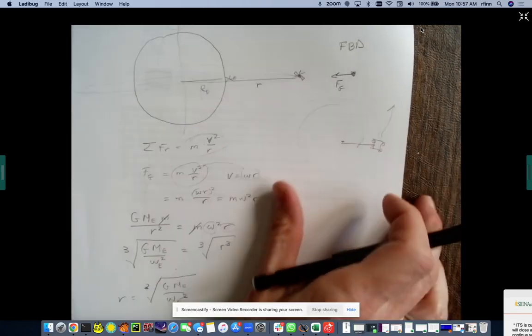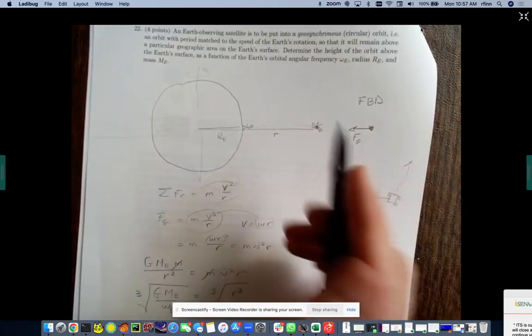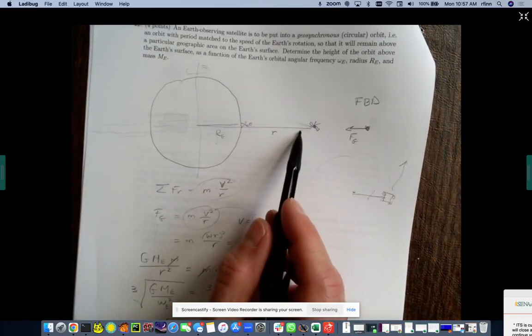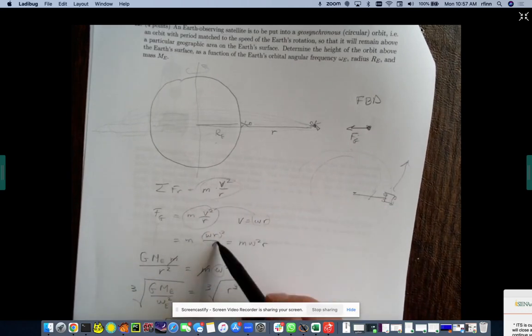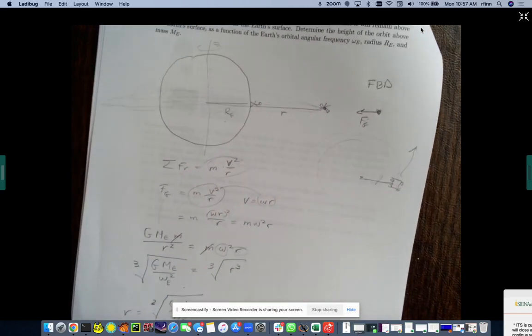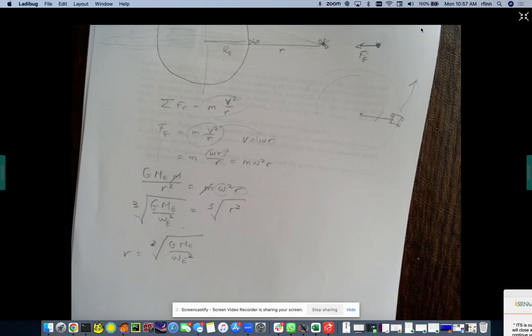Okay, so what do we need to recognize here? You need to recognize that the satellite is just undergoing circular motion, that centripetal force is provided by the force of gravity, right? The rest is gen phys. Okay, that's it.